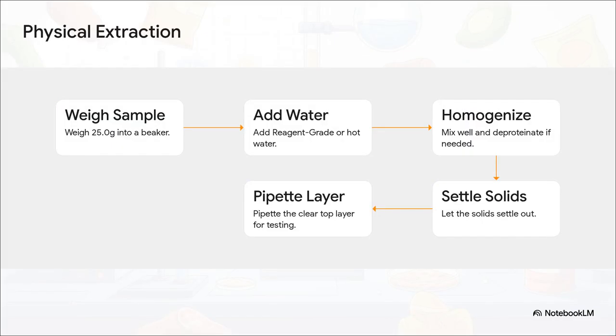Following our manual, we carefully weigh out exactly 25.0 grams of our ketchup. Then we blast it with our reagent-grade water and mix it thoroughly for 2 full minutes to get that salt to completely dissolve. Once all the thick solids settle down at the bottom of the beaker, we very carefully pipette out only the clear liquid resting on the top layer. That clear liquid, that's what we actually test.